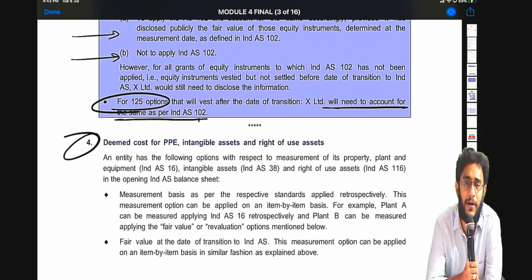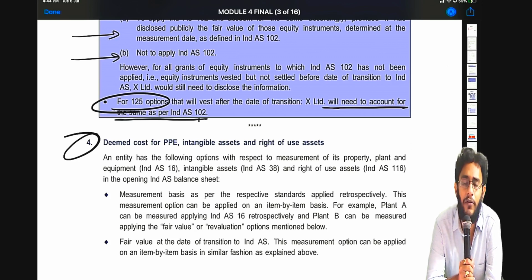Now what does retrospective effect mean here? Had I applied Ind AS 16 from the very beginning, what amounts would have appeared today for PPE, intangible assets and all, record that. Ind AS 16 or Ind AS 38, whatever standard it is. So that is option number 1, that option is always there. Option 2, sir, if you say, no sir, that is very very difficult for us, we cannot do that, okay, then there is option 2.